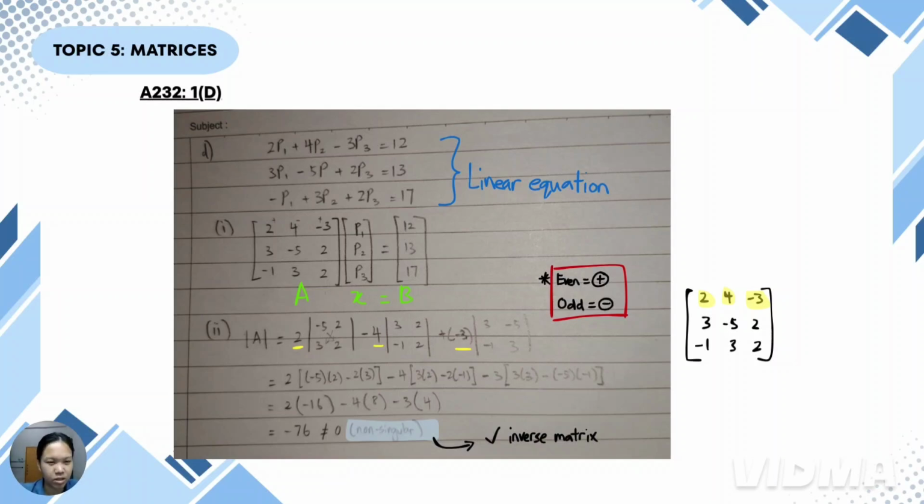Next, I would like to explain how to get the negative 5, 2, 3, 2. When I choose the number 2, we delete its row and also its column, so the rest is negative 5, 2, 3, and 2. Same with the others. And then in the determinant, negative 5 times 2 minus 2 times 3. Same with the others too. Then we calculate until the end, and we get the final answer, negative 76, not equal to 0. It means non-singular. It has an inverse matrix.